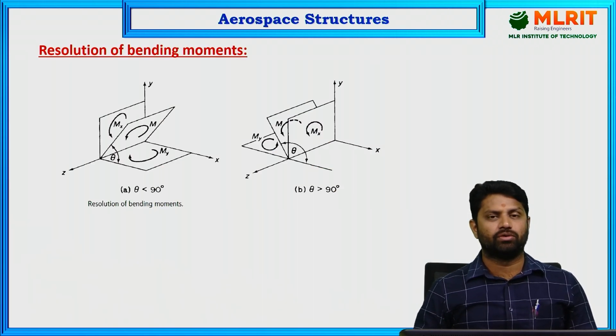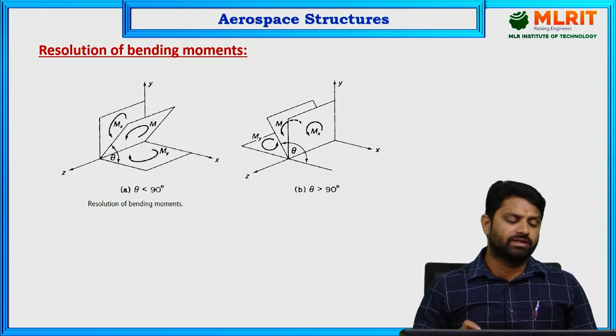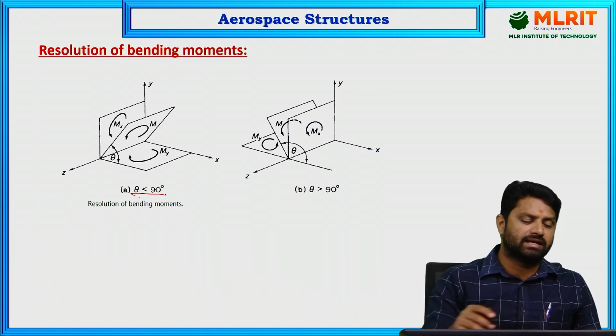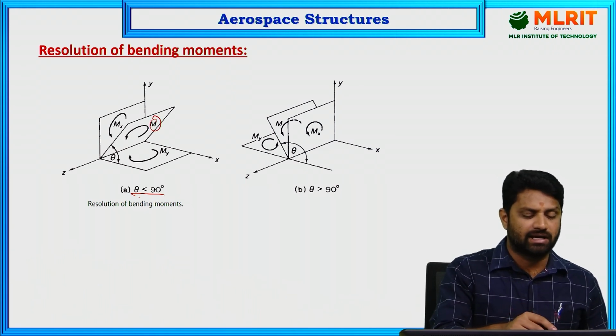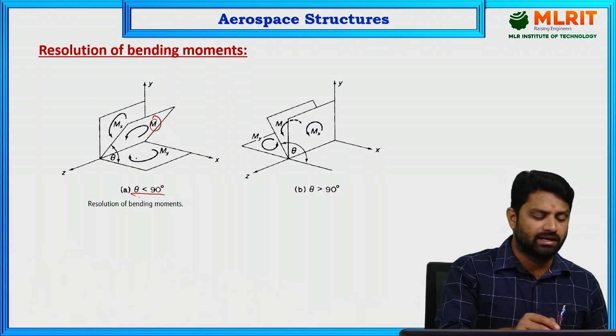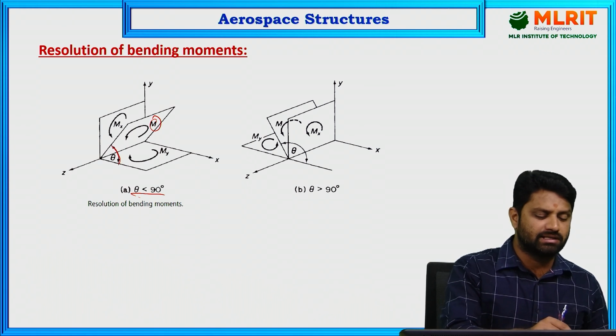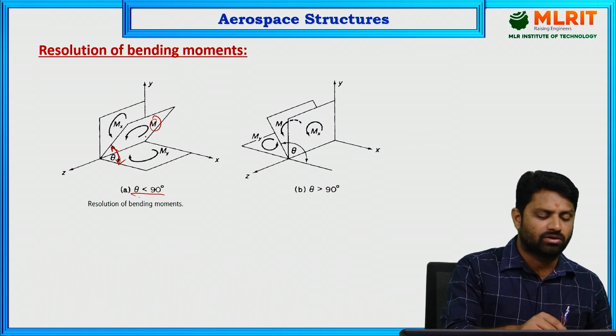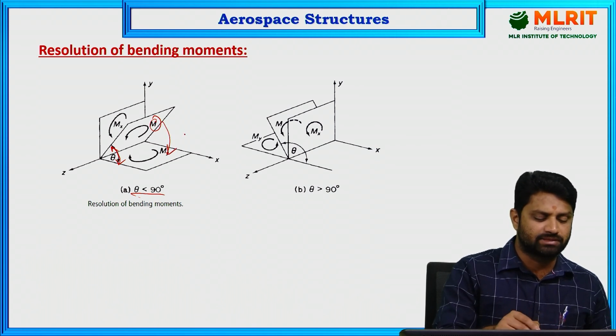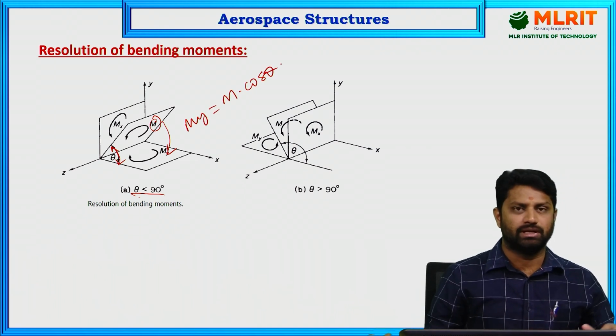Before we go into the actual derivation, there is a resolution of bending moments. If the angle is less than 90 degrees, consider this M. If the angle is with respect to the horizontal x axis, then the component of M along this axis is regarded as My, which can be written as My equals M cos theta.